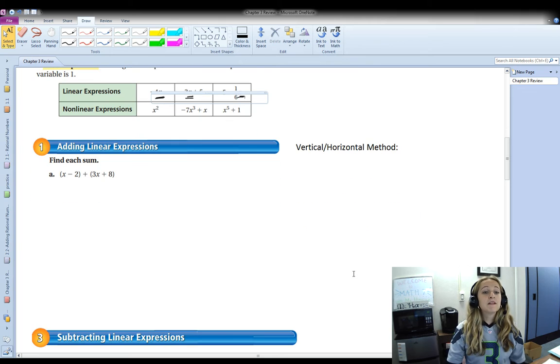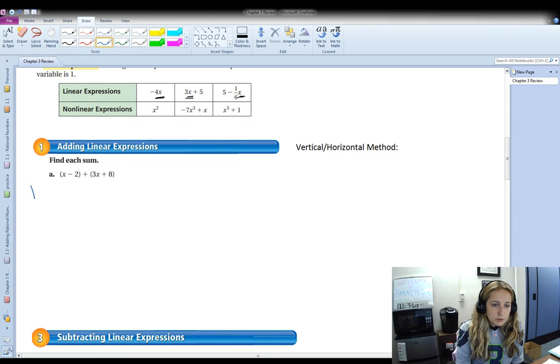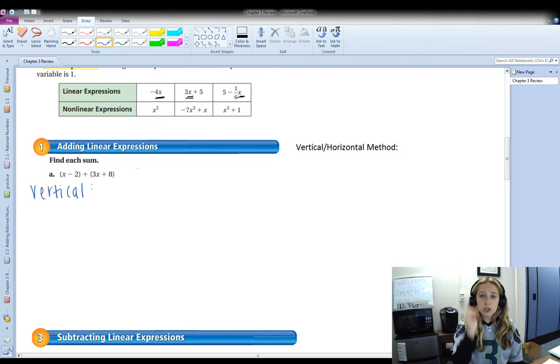All right, so now let's take a peek at example 1, adding linear expressions. Let's just quickly go over the vertical and the horizontal method. I'm going to do the vertical method in blue. For the vertical method, what you are going to do is stack your like terms vertically and then just add.